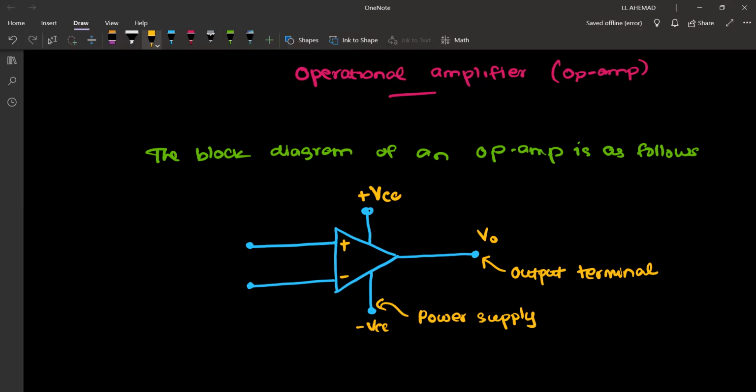And the positive terminal, we call it the non-inverting terminal. And the negative terminal, we call it the inverting terminal. Both of them together, we call the input terminals.